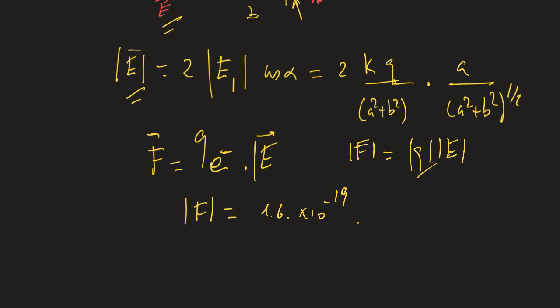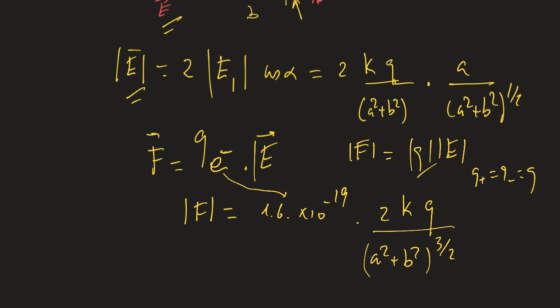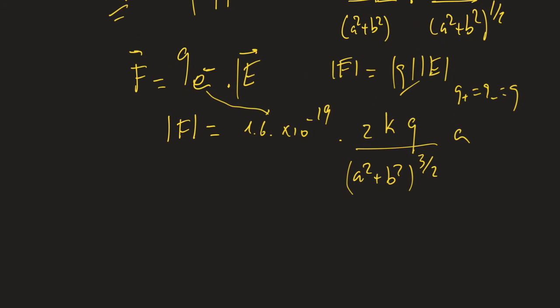So it's Q of the electron, and the value of E is 2K Q, positive or negative, because I have placed Q positive equal Q negative equal Q, divided by A squared plus B squared, 3.5, by A. Okay, this is the magnitude of the force. And I am not lucky to choose this A, this distance A.